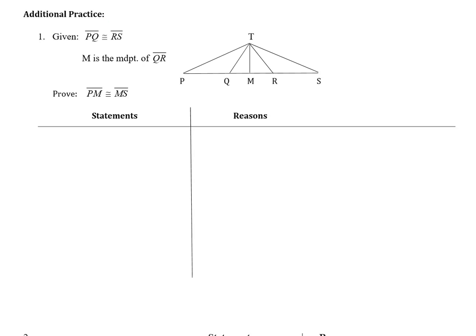All right, next, so PQ is congruent to RS, and M is the midpoint of QR. So if M is the midpoint, I know that these two little segments in here must also be congruent. And I want to show that PM is congruent to MS. So I'm trying to go here. Where is PM? PM, MS. Okay, so that's where I'm trying to go.